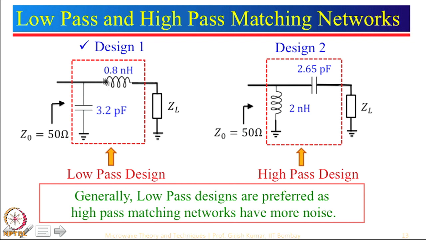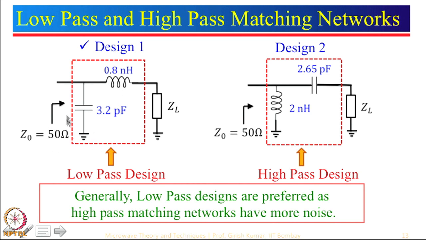So, at DC, the inductor will act as a short circuit. So, whatever we give here comes here. At DC, the capacitance will be an open circuit. So, nothing will go here, everything will come over here. Okay. But at infinity, what will happen?